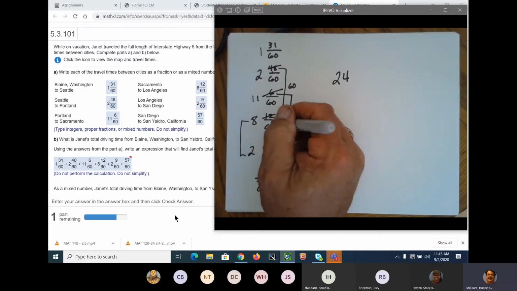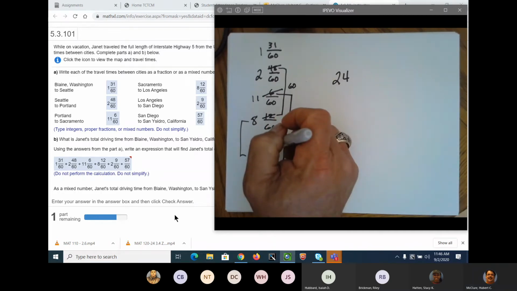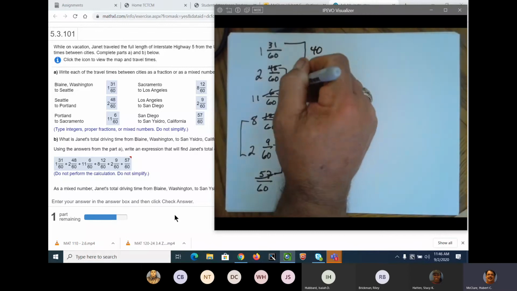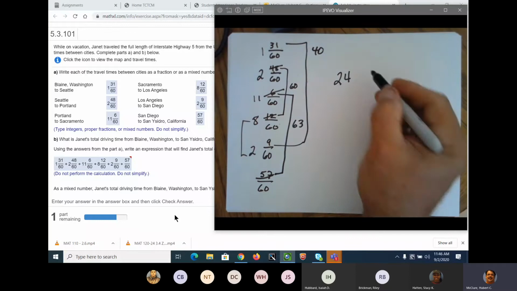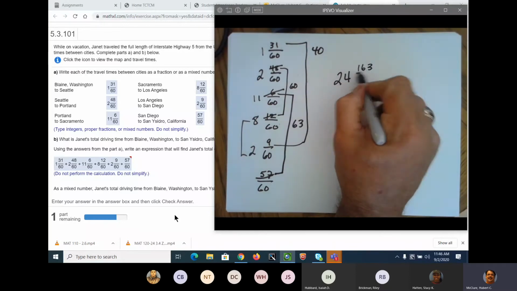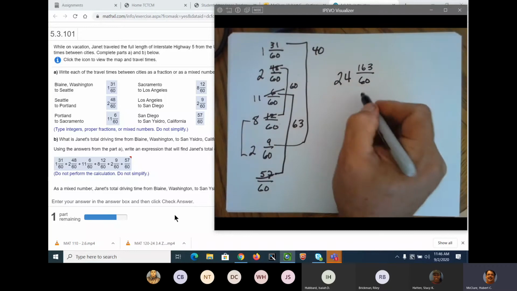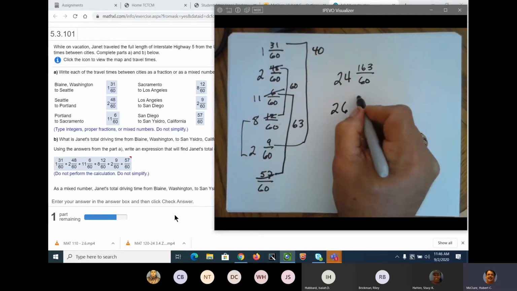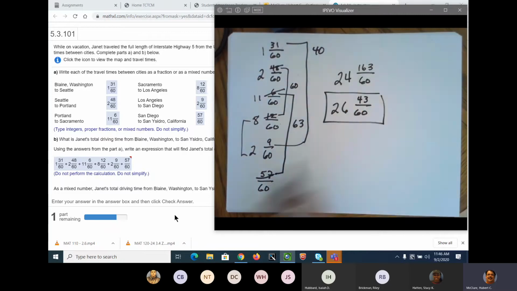9 and 31 is 40. Good. We got good numbers here. 9 and 31 is 40. So 40 plus 60 is 100, and then 163. Y'all check me. 163 over 60, which we've already done that. So that would be 2. That'd be 26 and 43 over 60. And hopefully that's the correct answer if I didn't rewrite something wrong.